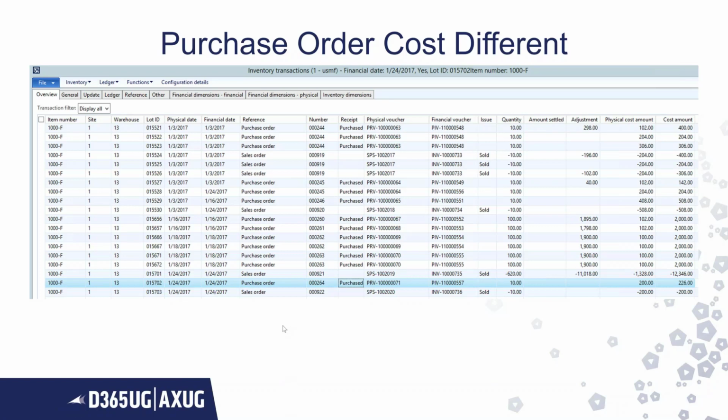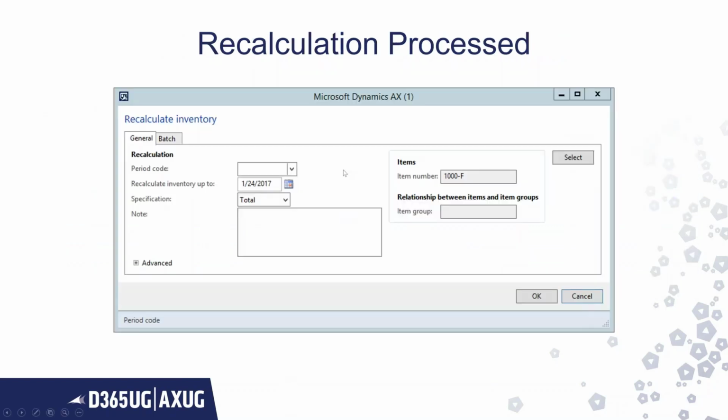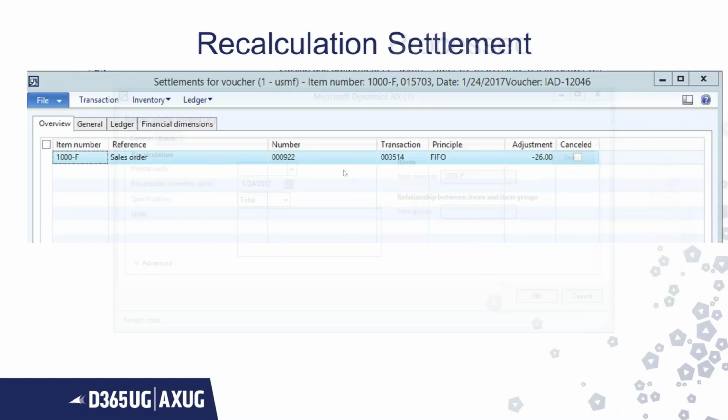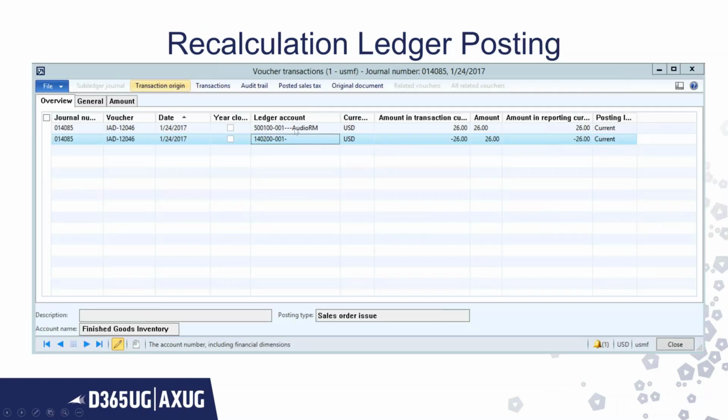So during the recalculation process, we're going to do that $26 adjustment, which will in turn create a ledger posting, adding $26 to cost of goods sold and offsetting it to what is more like an inventory accrual, a clearing account, or changes to inventory account. I'm used to seeing more in an expense account. So that adjusts your COGS.